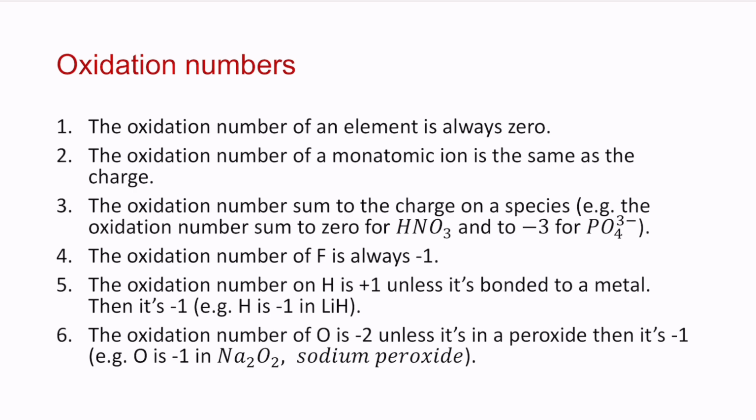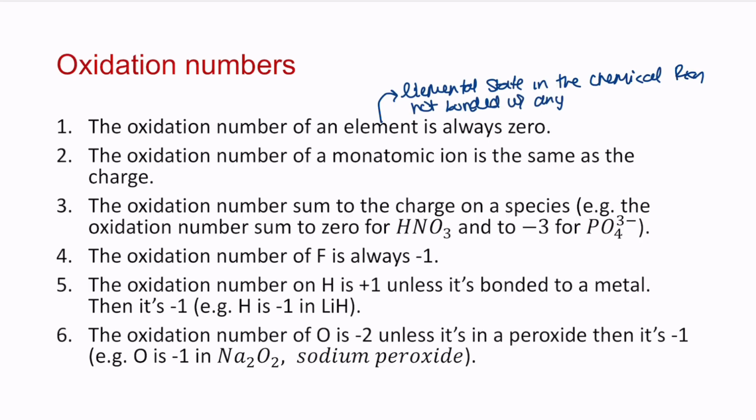So here's what you can do to identify the oxidation number of different substances. So the oxidation number of an element is always zero. This means that it is in its elemental state in the chemical reaction, right? So it's not bonded with anything else.